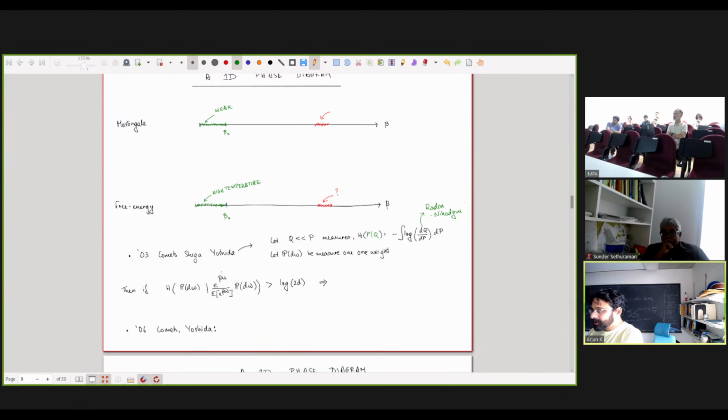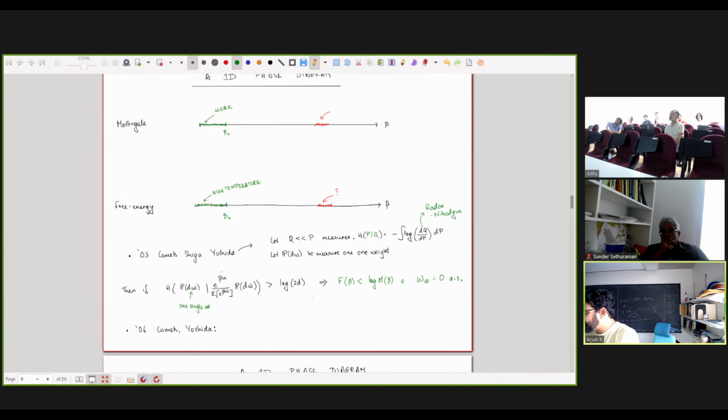So then they showed that if H of the measure on one single weight, relative to this weighted measure, you use this usual Gibbs weight on this measure, is larger than log 2d, then this implies that F beta is strictly smaller than log beta, and W infinity equals 0.